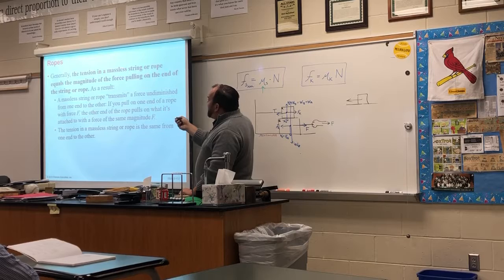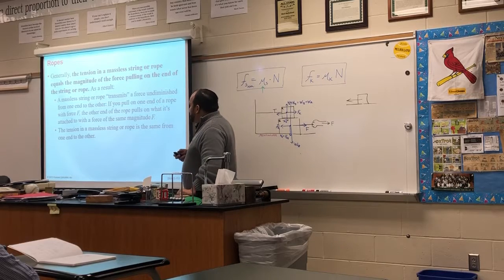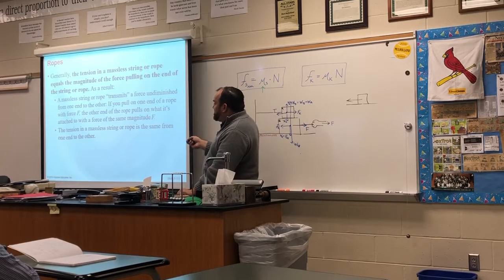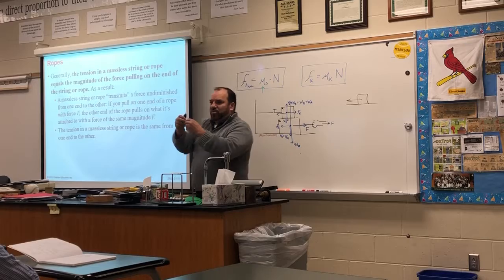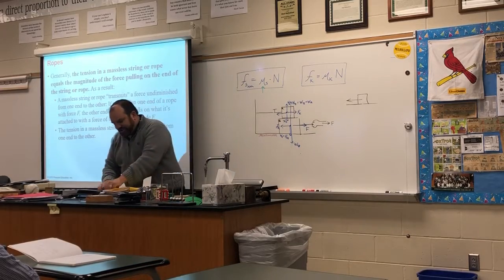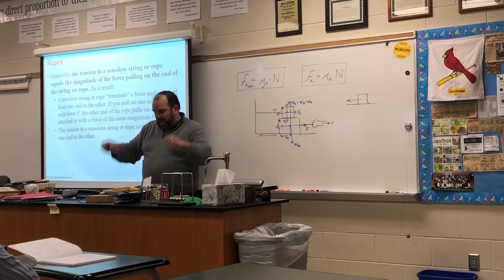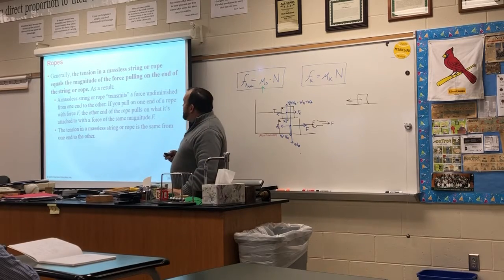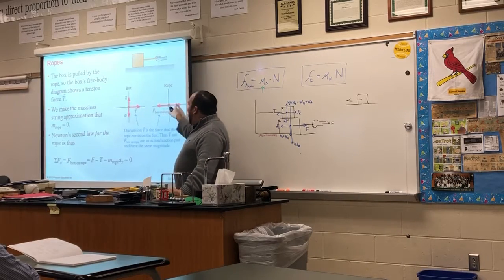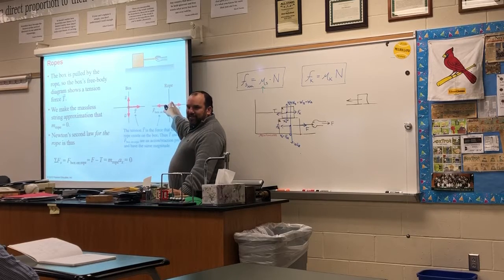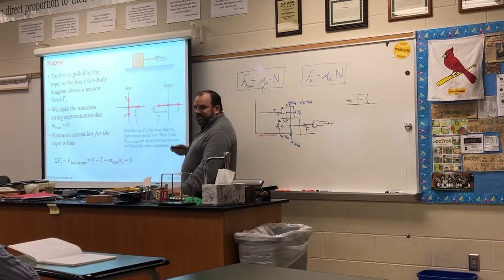Generally, the tension in a massless string or rope equals the magnitude of the force pulling on the end of the rope. All right? The tension in a massless string or rope is the same from one end to the other. If I have a rope, it doesn't matter what it's doing, the tension everywhere on that rope is exactly the same. Okay? Please note that I don't add these up to get the tension in the rope. The tension in the rope is either one of them.